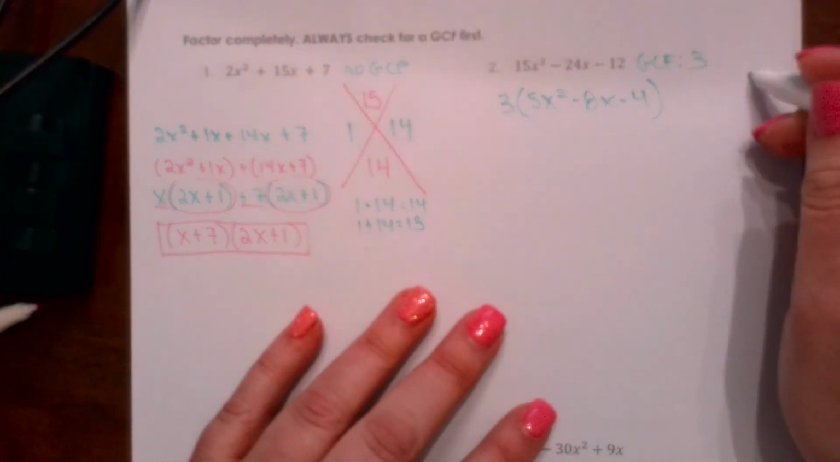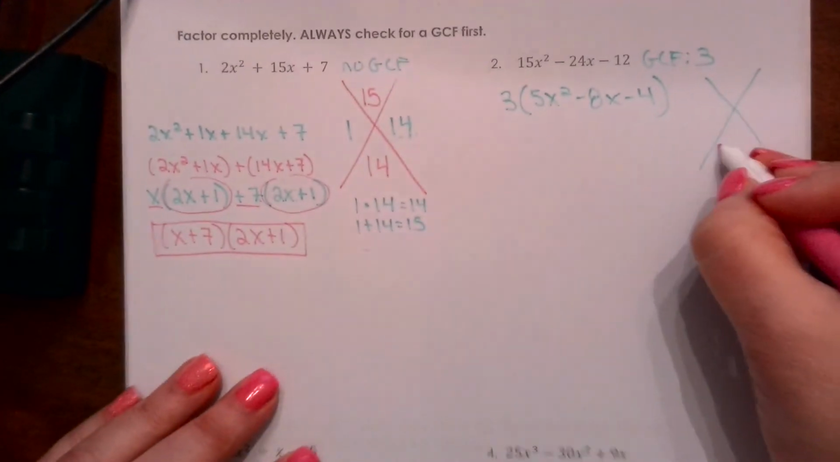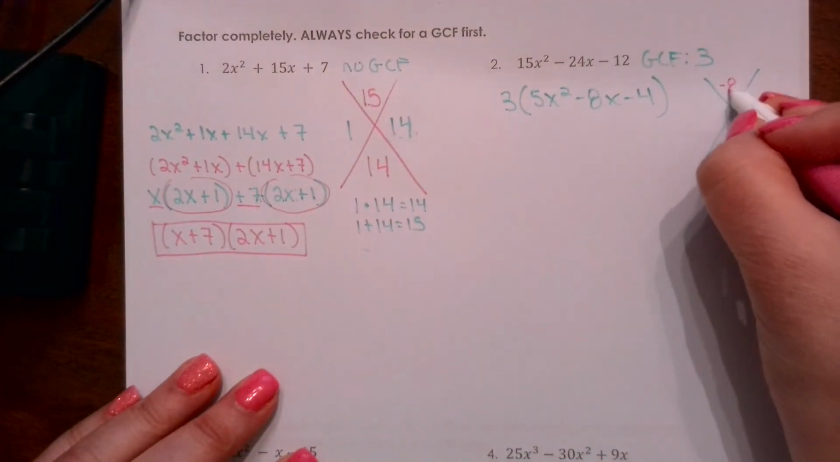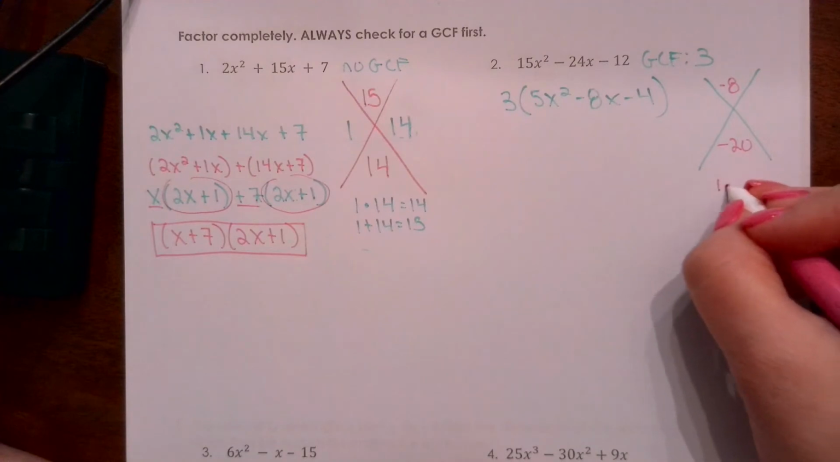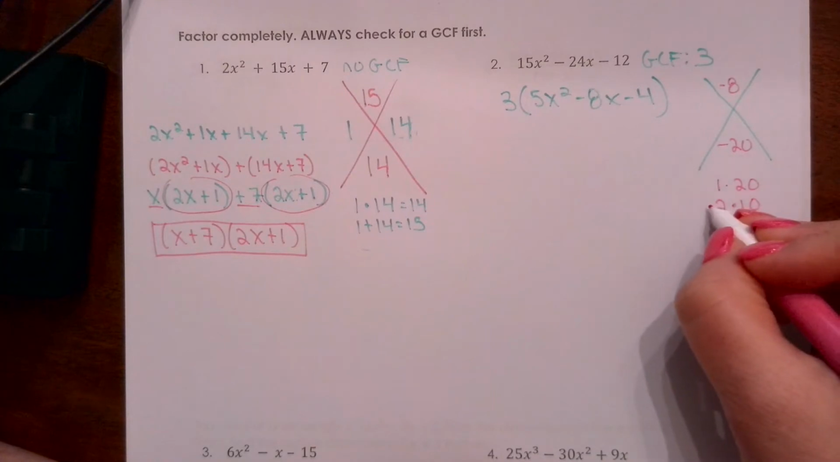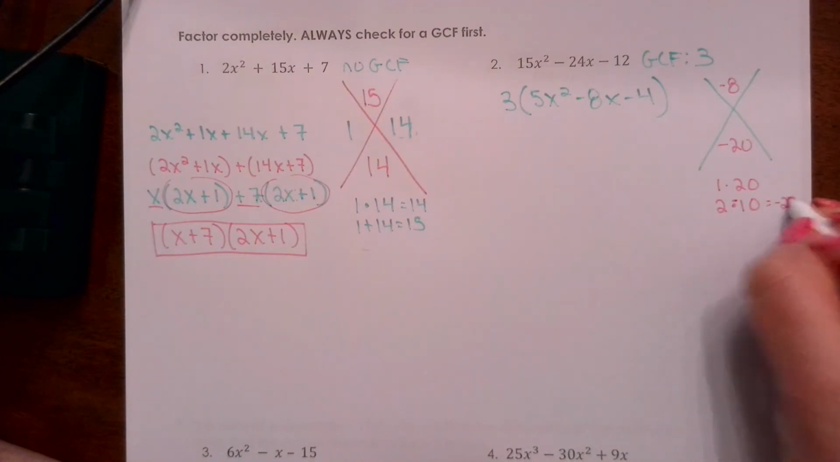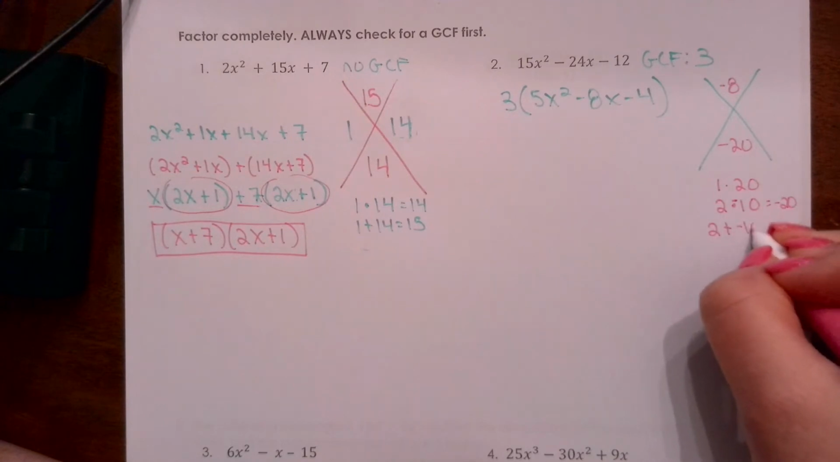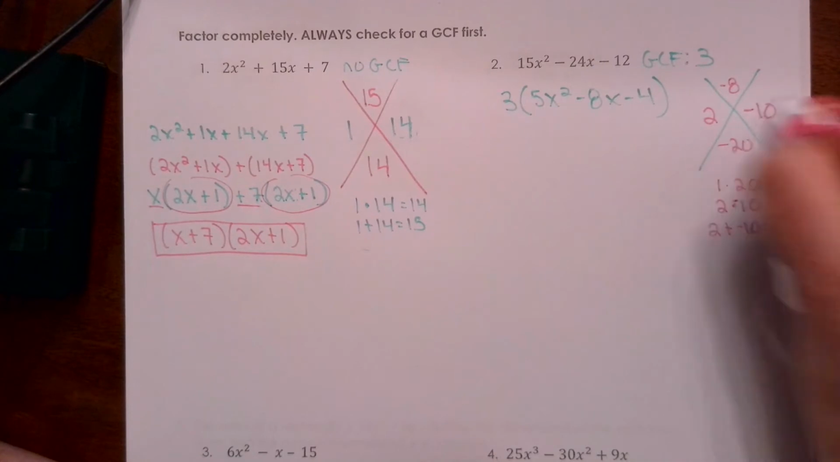Now I need to draw the nice big x. I've got 5 times negative 4. That's negative 20, and my b is negative 8. So I'm looking for numbers that will multiply to negative 20 and add up to negative 8. So 1 times 20 I don't think is going to do it. But how about 2 times 10? If it's negative 2 times 10, I'll get a positive 8. But if it's a negative 10 times 2, that gives me negative 20. And 2 plus negative 10 gives me my negative 8. So let's use 2 and negative 10.